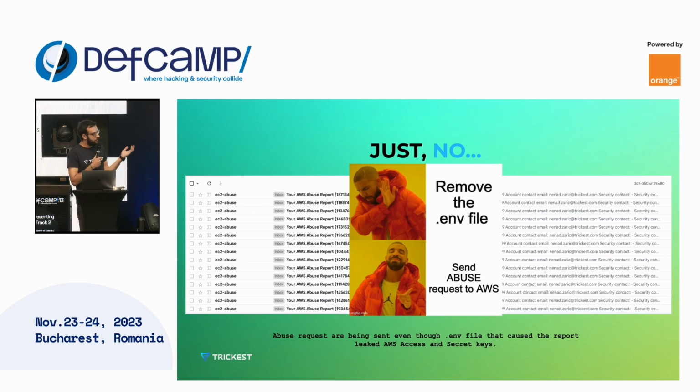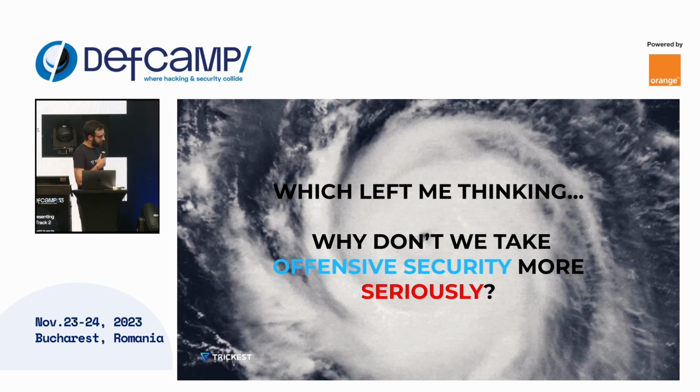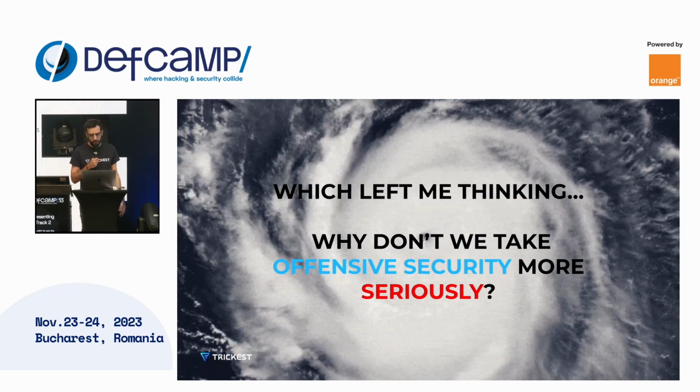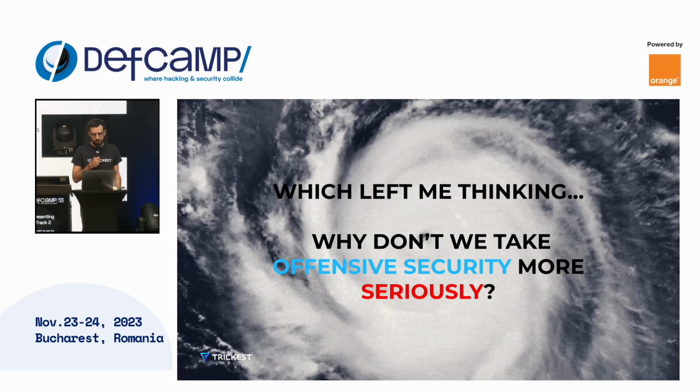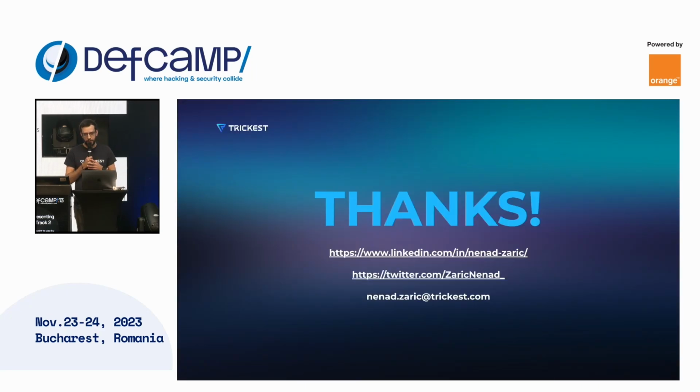So companies would rather send abuse requests to AWS, to us, instead of just removing the environment file in their infrastructure. So that left me thinking, why don't we take offensive security more seriously? And thank you very much.